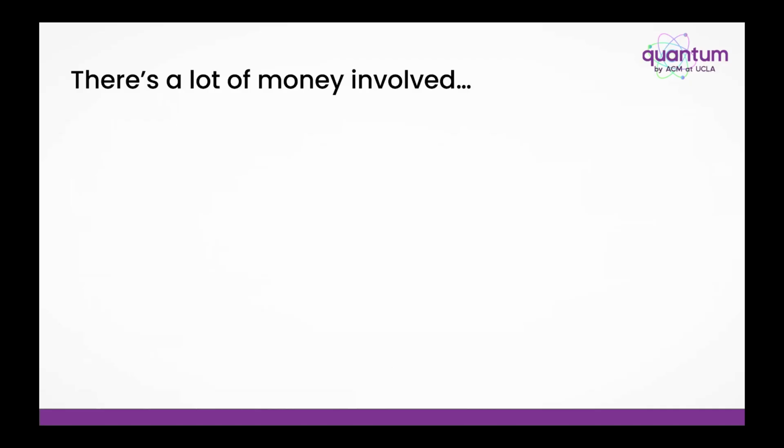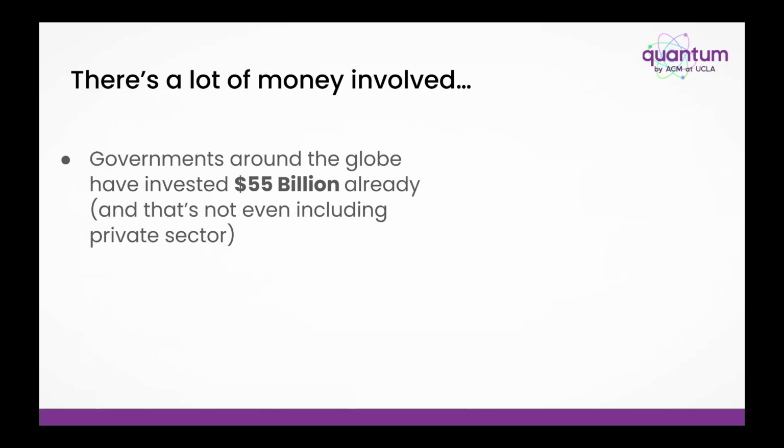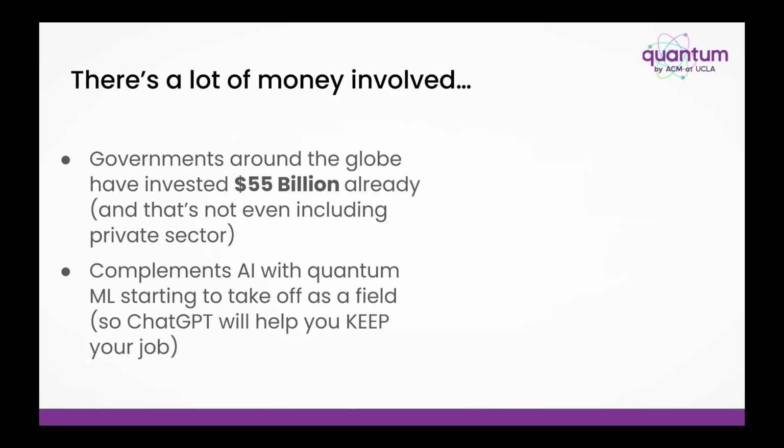Lastly, there's actually a lot of money involved in quantum computing. Governments around the world have invested roughly $55 billion already. And that's not even including the private sector like IBM, Google, Microsoft. They've invested a crazy amount of money in there. And secondly, quantum computing actually complements AI. There's a field called quantum machine learning that's just starting to take off. It's in its infancy, but it looks very promising. So AI and quantum computing actually complement each other, and ChatGPT will help you keep your job.